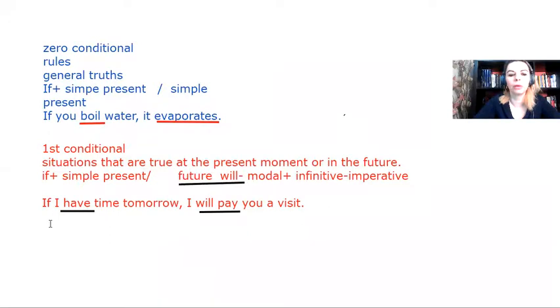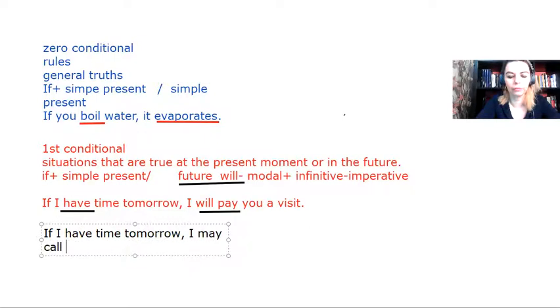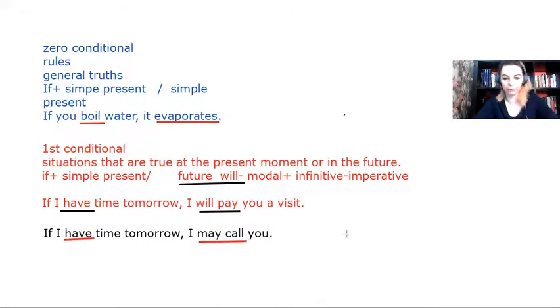Now let's take the second one. We say, if I have time tomorrow, I may call you. I'm not sure, I may call you. May is a modal verb. And we notice that after the modal verb, what we have is an infinitive. Okay, so in this case, we have here simple present, and here I have may plus infinitive.